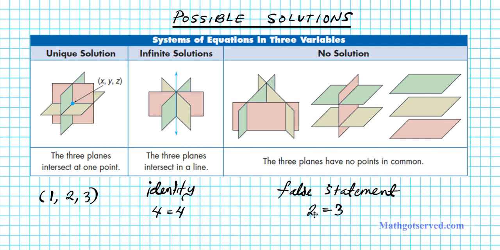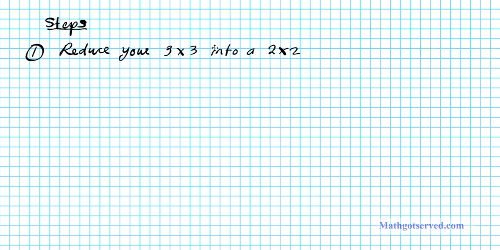Let's take a look at the steps that we're going to use to guide our problem solving process. We will call this steps. First, you have a 3 by 3 system. What you want to do is reduce your 3 by 3 system into a 2 by 2 system.